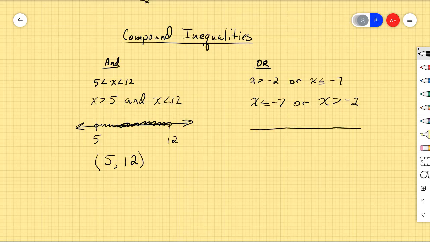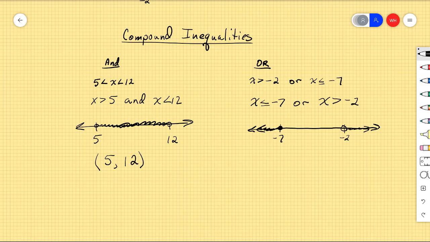And again, we'll use a single number line to represent this. Here is -7, and here is -2. Because I have an equal to sign, I'm going to use a closed circle on -7, and I'm going to shade to the left because it is less than. And I'll use an open circle on -2 and shade to the right.